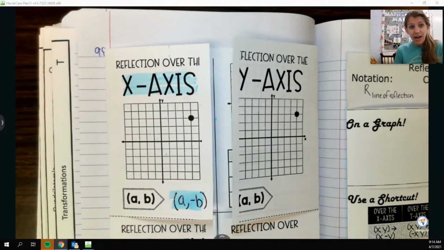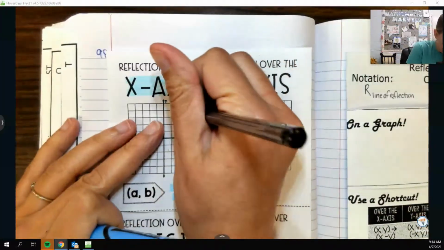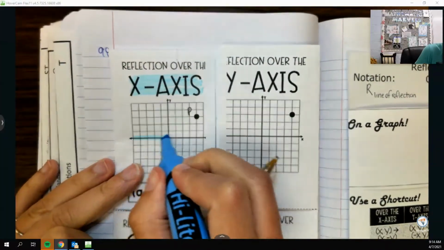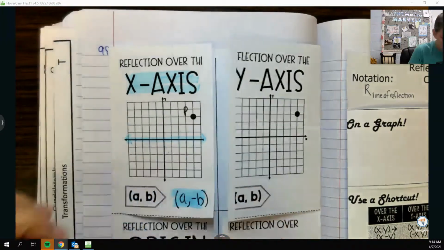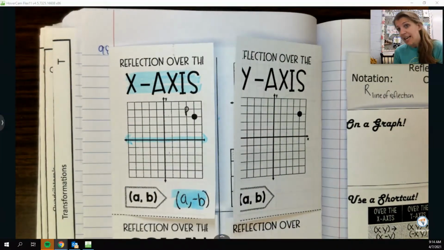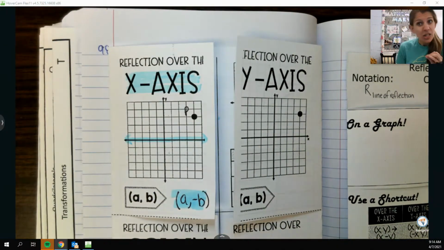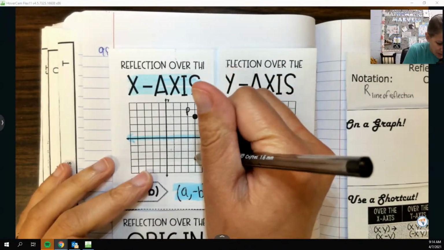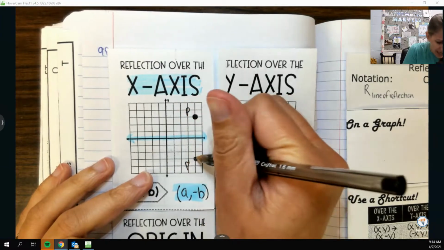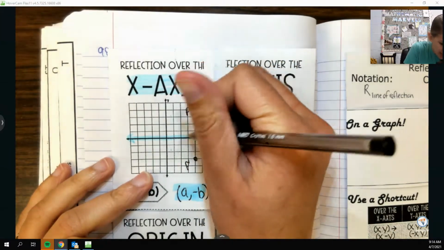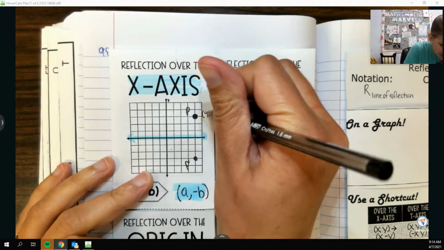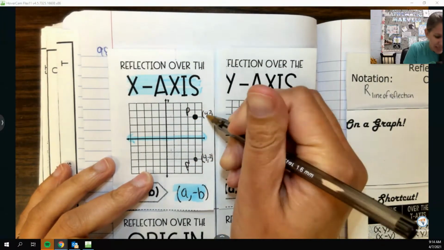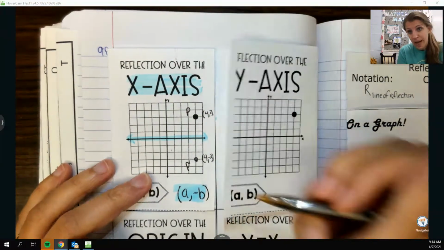Or if we think about it graphically, this point here, if we call it point P, if I draw in my x-axis, I need to be an equal distance away on either side, and I need to be perpendicular to that. Because this is 3 above, it will go 3 below to be P prime down here. Like this one was at (4, 3), and now we're at (4, negative 3). So you can see the only thing that changed was y.